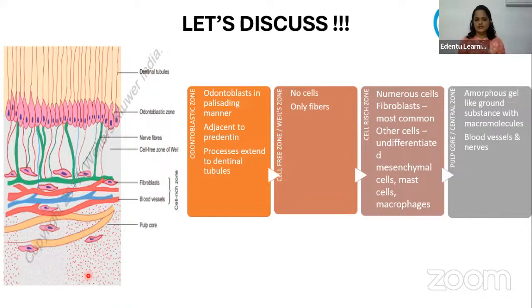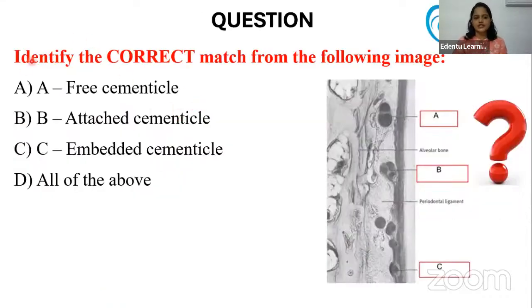So these are the histological zones of the pulp: the odontoblastic zone, cell-free zone, cell-rich zone, and the pulp core. These zones of the pulp are very important. Sometimes application-based questions can also be asked based on these zones, like when caries has attacked the tooth, from which zone of the pulp will the first response be given. Such clinical or application-based questions can also be asked, so you must be thorough with the concepts. Now, moving on to the next question.